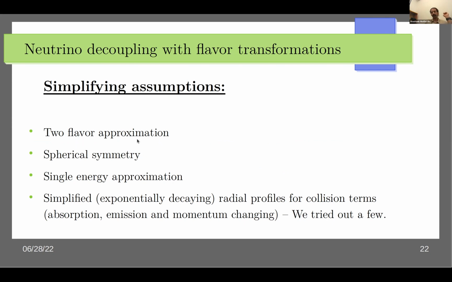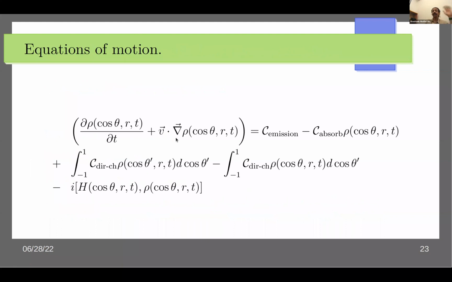First and foremost, I assume a two-flavor approximation, which I already discussed. We also assume perfect spherical symmetry and a single energy approximation. That means we assume that the neutrinos have a single energy. Also, the collision terms are the input parameter for us, because the collision rate changes as a function of radius for each flavor. And once that is determined, everything else is determined. We do not use some initial angular distributions. The angular distributions are determined by these collision terms. But because we are working in a single energy approximation, we had to use some simplified radial profiles for the collision terms. So this is the full equation of motion.